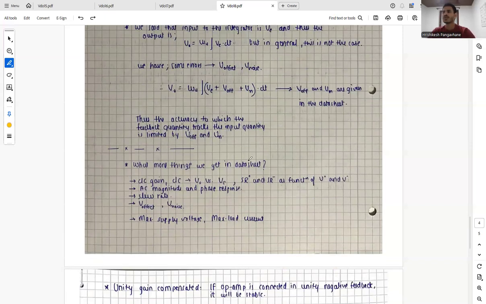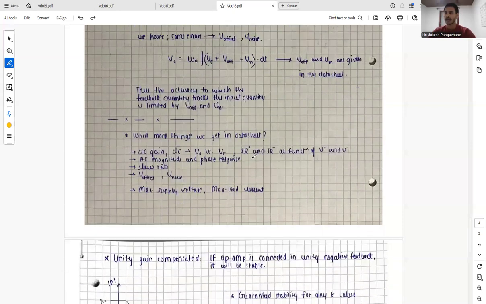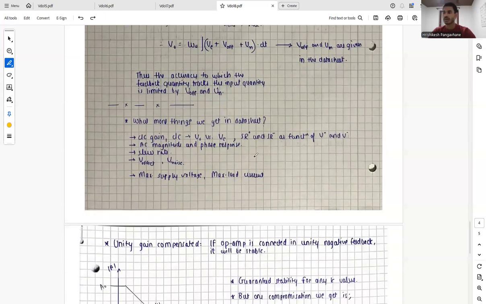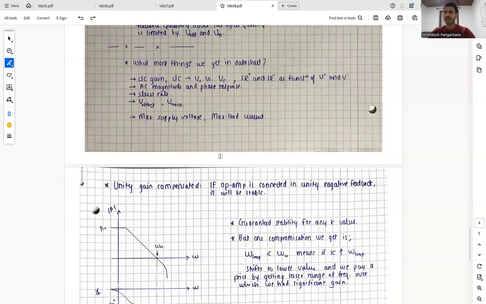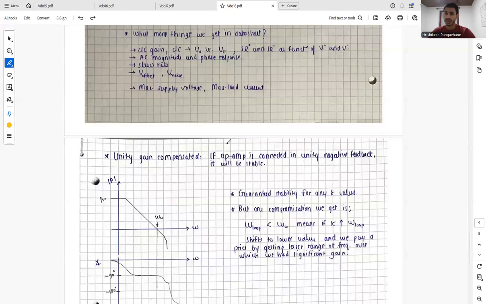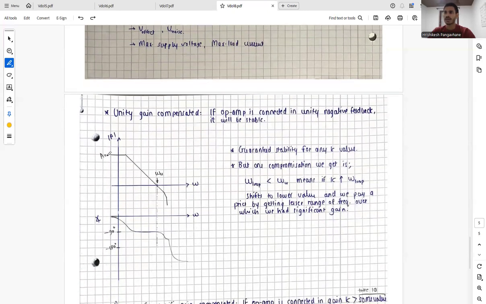So these are some things we will get in our datasheet. Most of the op-amps in the market are dominant pole op-amps or Miller compensated op-amps, and there also are some op-amps which are unity gain compensated, meaning if the op-amp is connected in a unity gain feedback, it will give a stable output. In such kind of op-amp, we see these kinds of curves, and after omega U, the poles and zeros and whatever else are there lie, and thus this gives guaranteed stability for any k value.